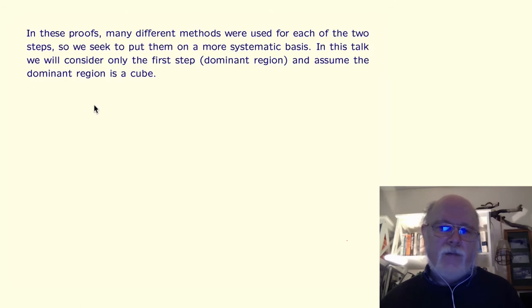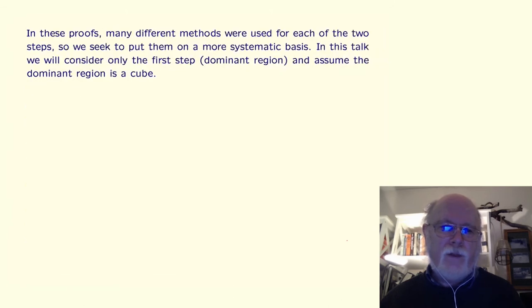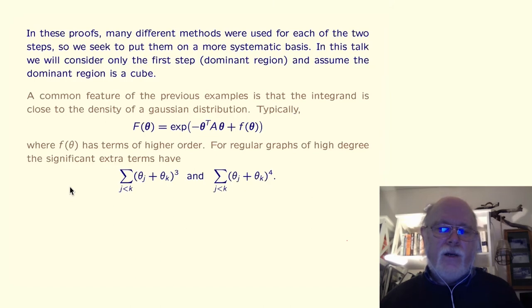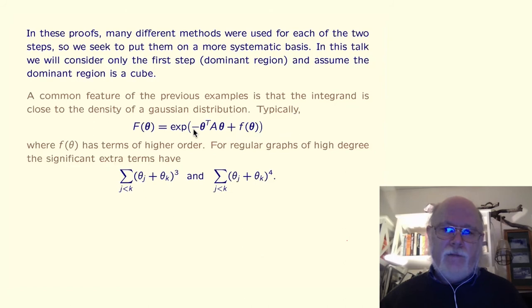But inside the dominant region, we now have some nice theorems that cover all of these cases with one theorem for the integral inside the dominant region. I'm going to show you that theorem now. So a common feature of all these examples is that the integrand's close to the density of a Gaussian distribution. So this is the integrand you have to integrate inside some box. You have exponential of a quadratic form. Here, A is a real positive definite symmetric matrix.